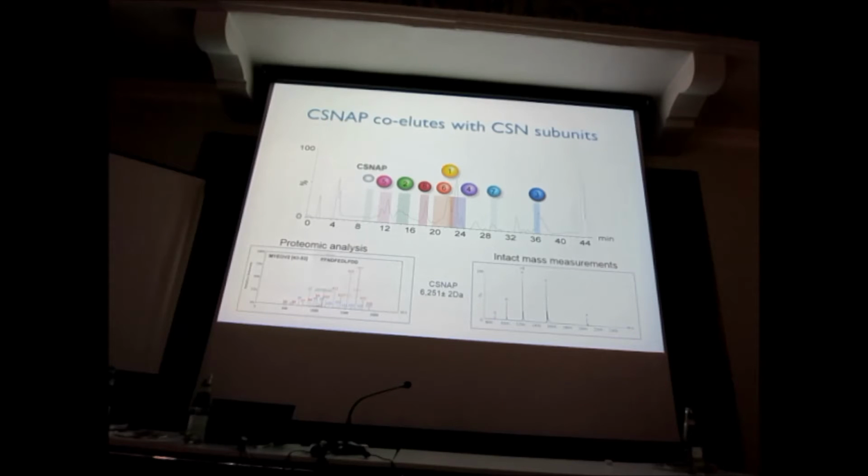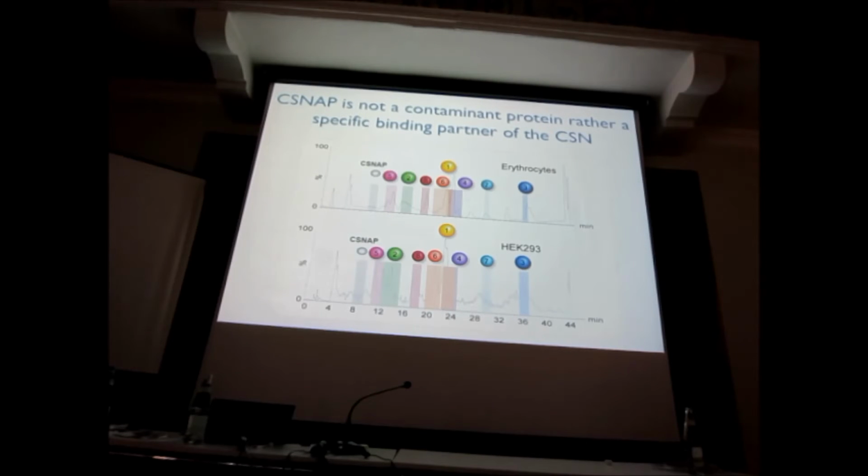However, just the fact that CSNAP co-eluted with a signalosome subunit does not necessarily indicate that it is a specific protein interacting partner. In order to further validate this, we isolated the signalosome complex from a different source. In the case of the human red blood cells, we used a multiple-step biochemical purification method. In the case of the HEK293 cells, we used cells that stably expressed a flag-tagged CSN2 subunit, and we used a single affinity purification step.